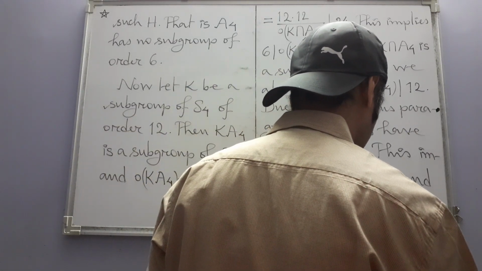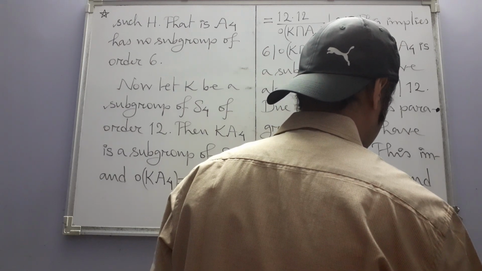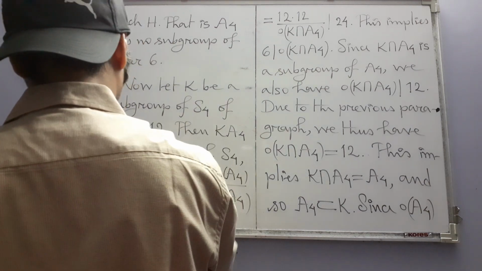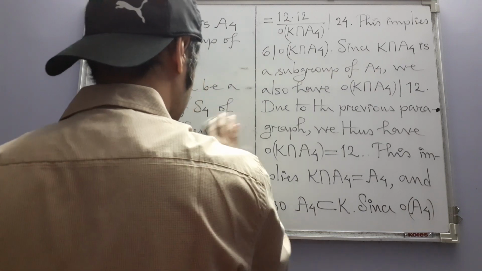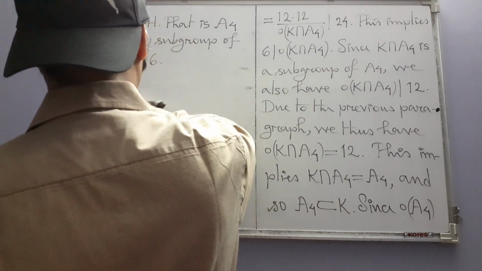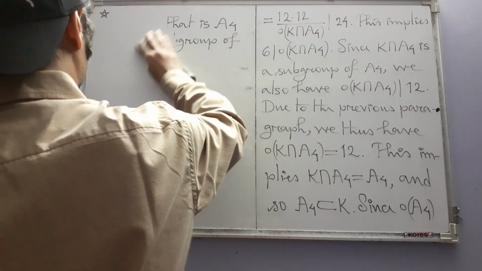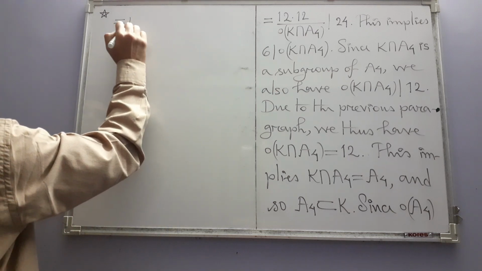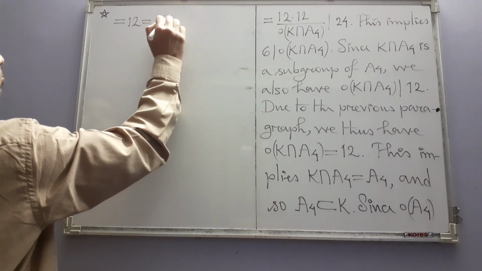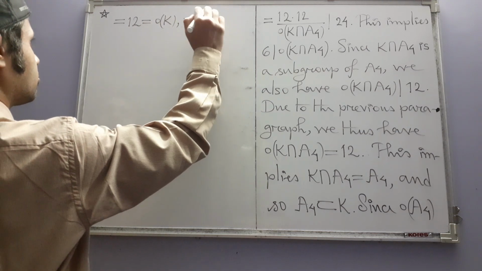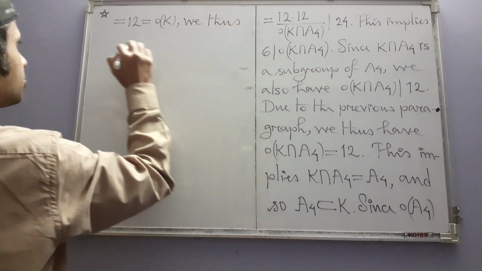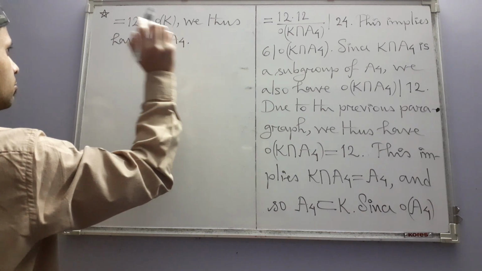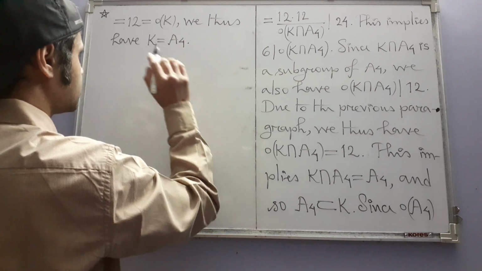At this time we can mention, since the order of A4 is equal to 12, which is equal to the order of K. So now K and A4 are the same thing, same set. So that's what we wanted to show in this second paragraph.